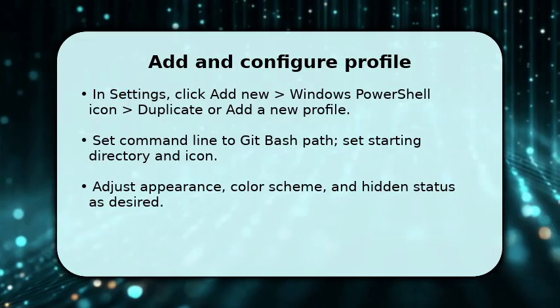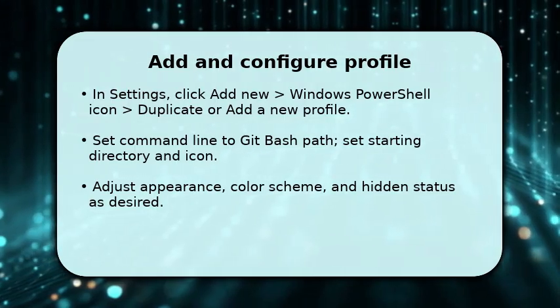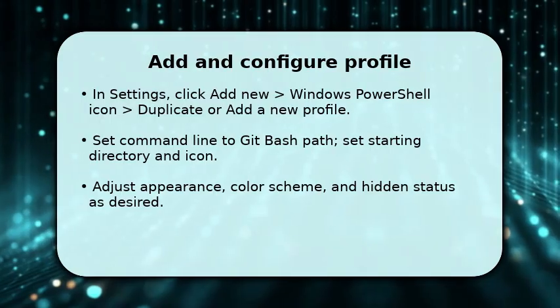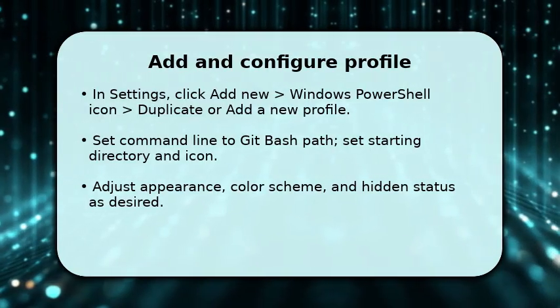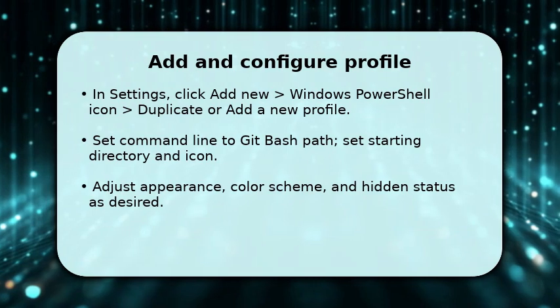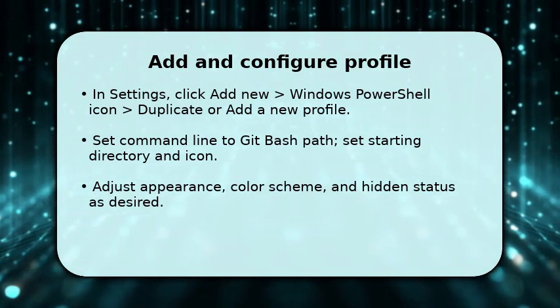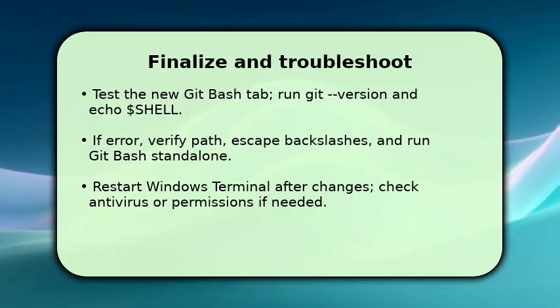exe. Once set, change starting directory, set an icon for recognition, and assign a color scheme that matches your workflow. Make sure to save, then test by opening the new Git Bash tab to verify it starts correctly. You finish by testing the tab.